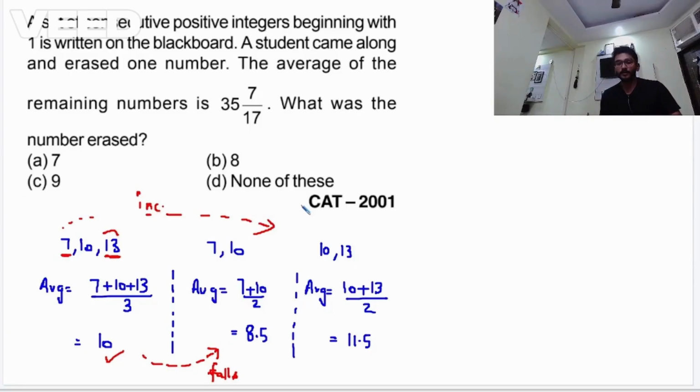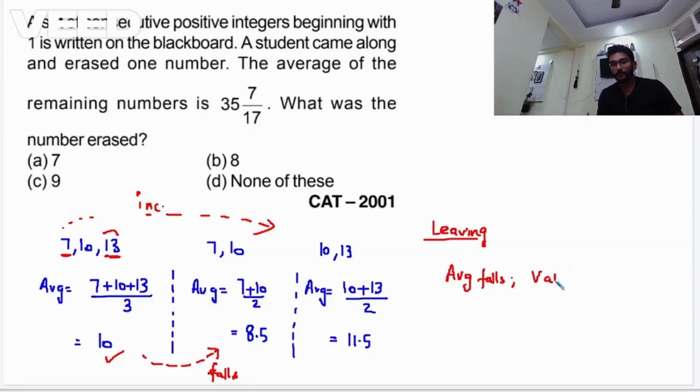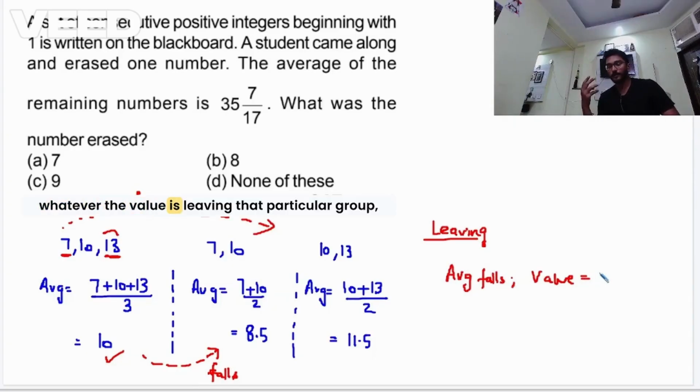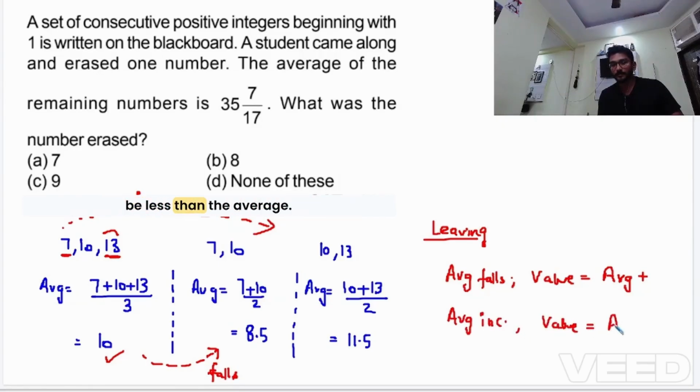What was the understanding part? If somebody is leaving a group, if a number is leaving and the average falls, this is only possible when the value of the number leaving that group must be greater than the average. And if the average increases, then that value will be less than the average. So this is the understanding from these two examples. Now let's just solve the question.